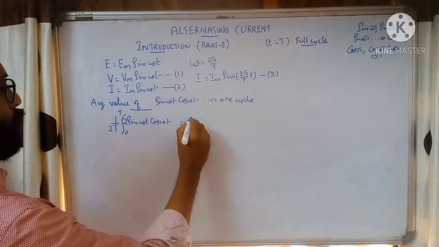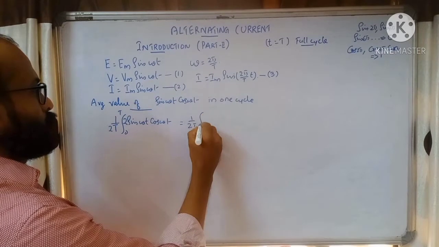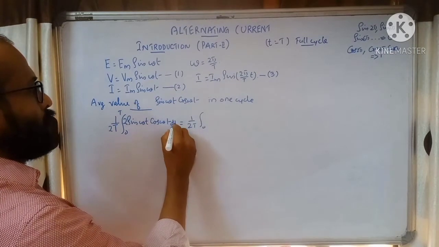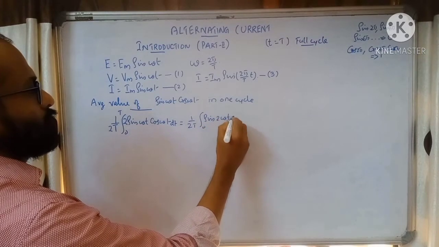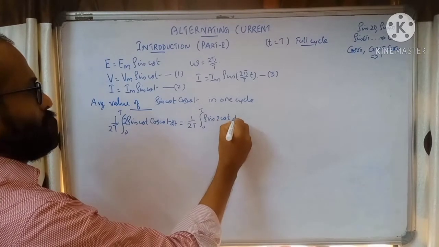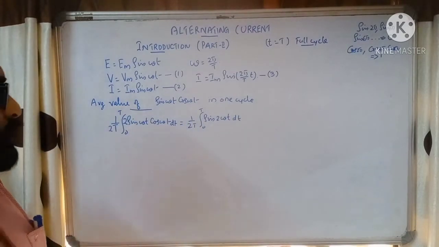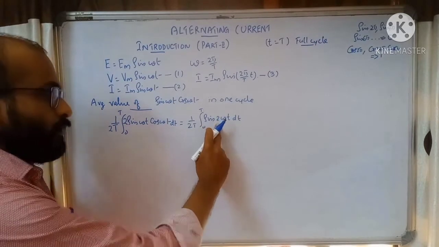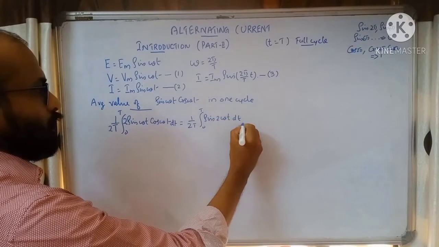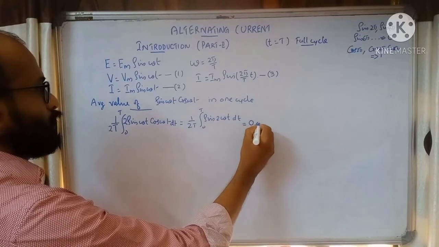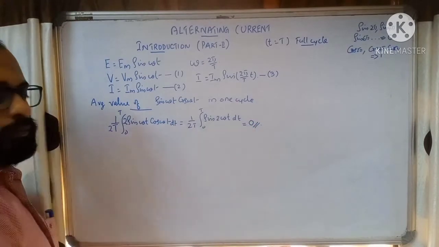Now we can write 1 by 2T, integral 0 to T, sine 2 omega t dt. Now we know that the integral of sine 2 omega t dt will be 0. That we have seen yesterday; I mentioned in the last class, in the first part we have seen that. So this integral will be 0, and this average will be 0. So we have got the value 0.